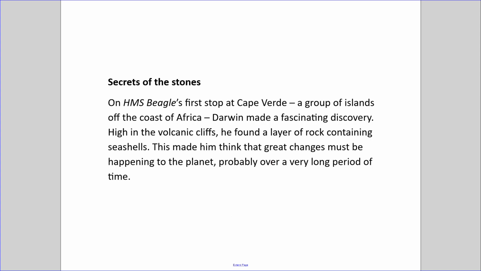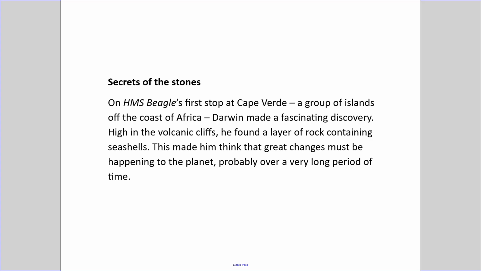Secrets of the Stones. On HMS Beagle's first stop at Cape Verde, a group of islands off the coast of Africa, Darwin made a fascinating discovery, so a really interesting discovery. High in the volcanic cliffs, he found a layer of rock containing sea shells.